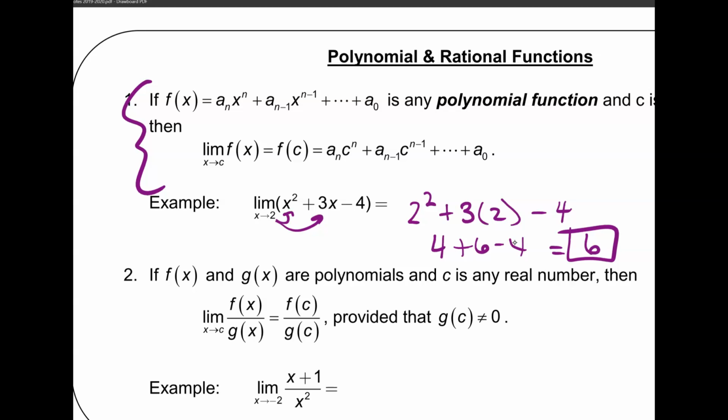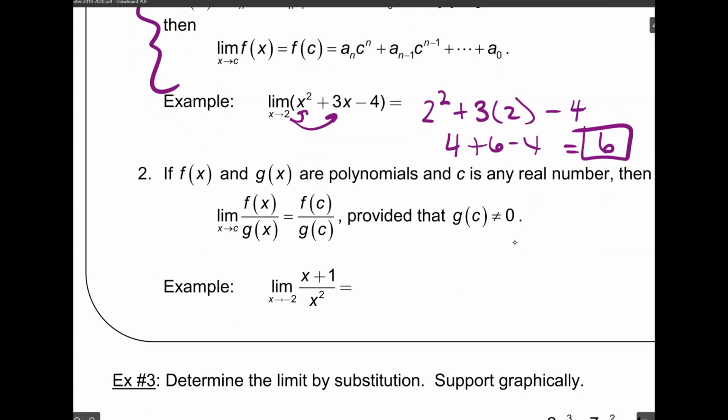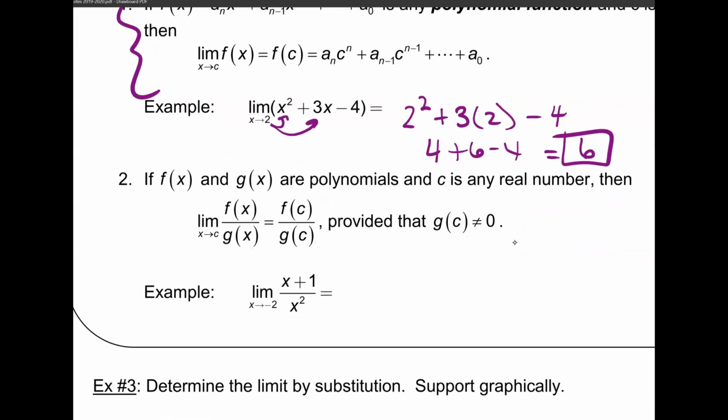All right. If f of x and g of x are polynomials, we have a rational function now. This is an issue, because potentially it could be divided by 0. So as long as I'm not dividing by 0, as long as the bottom doesn't go to 0, I can just plug it in.